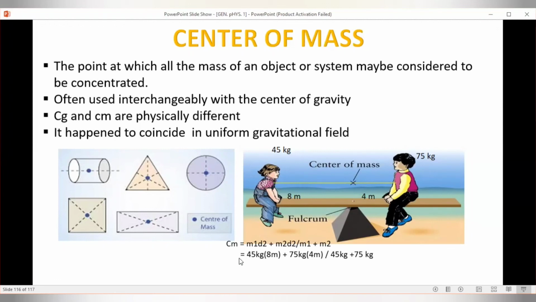All over the sum of its masses, and therefore you will have 360 kilograms meters plus 300 kilograms meters all over 120 kilograms. Therefore you have 660 kilograms meter all over 120, the kilograms canceled out, and you have 5.5 meters. So the position of the boy is at 5.5 meters to balance the girl.